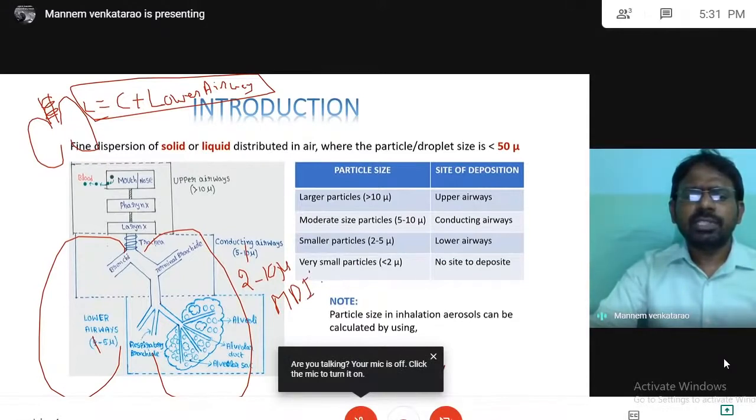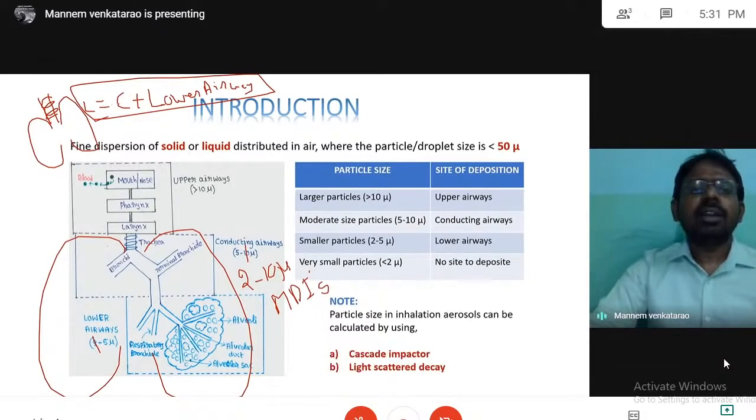But what is the specificity? It can selectively deliver the drug into lungs. What is meant by lungs? The conducting airways and lower airways are collectively called lungs. Which particle size can be deposited in lungs? 2 to 10 microns. Any device which delivers the drug into lungs is known as a metered dose inhaler.